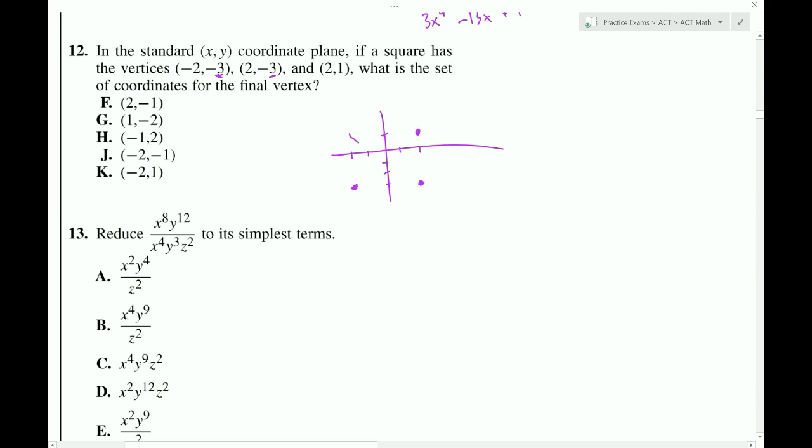Okay, and then the other point is at 2 in the x and 1 in the y. So it looks like the other coordinate has to go here, right? So I would say it would be a negative 2 on the x coordinate, and it would be a positive 1 on the y coordinate. So negative 2, 1 is choice K.